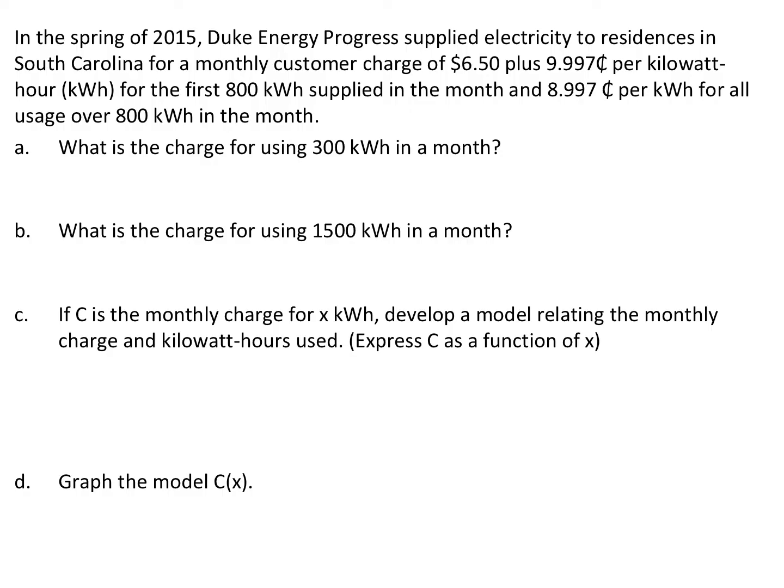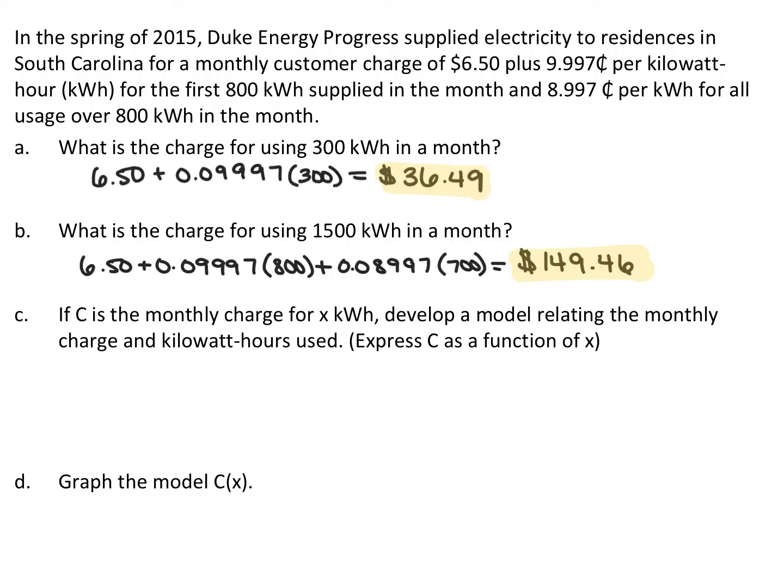So this is an application of a piecewise function. There's different things happening in different parts of the domain. For the first 800 hours, you get charged one amount, and then anything above that, you get charged a different amount. So different things are happening. See if you can pause the video and figure out what the charge for using 300 kilowatt hours in a month is, and what the charge for using 1,500 kilowatt hours in a month is.